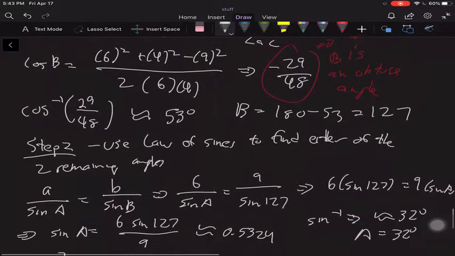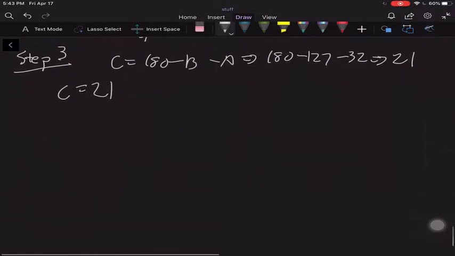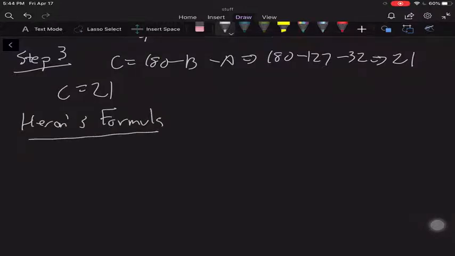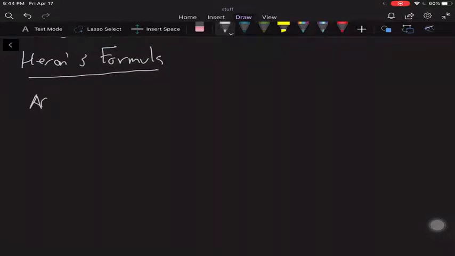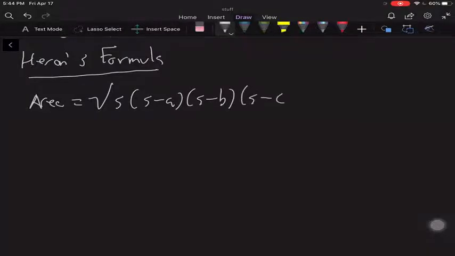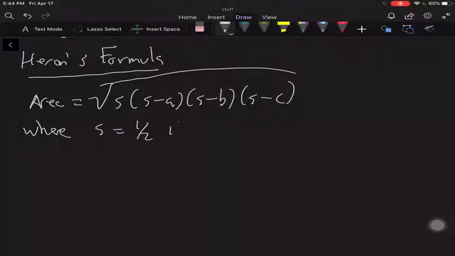And there's one more formula to this section. It's Heron's formula. And it can be used to find the area of a triangle in terms of the lengths of its sides. And this is what it looks like. Area is equal to the square root of s times s minus a times s minus b times s minus c, where s is equal to 1/2 its perimeter with sides a, b, and c.